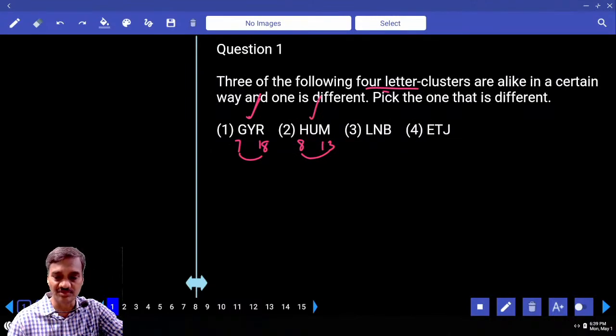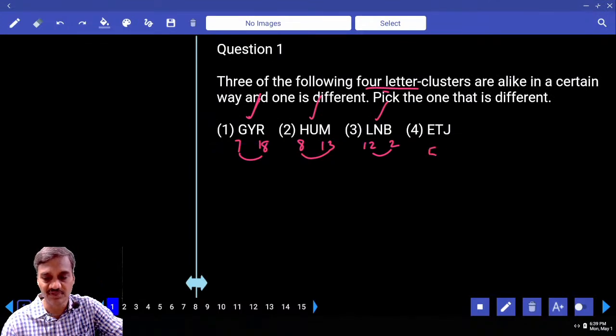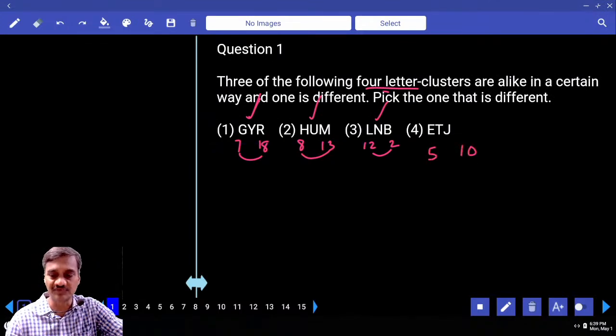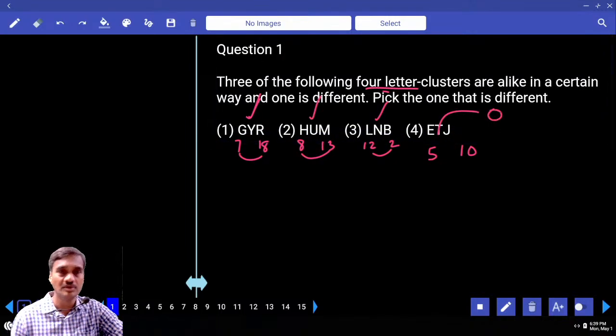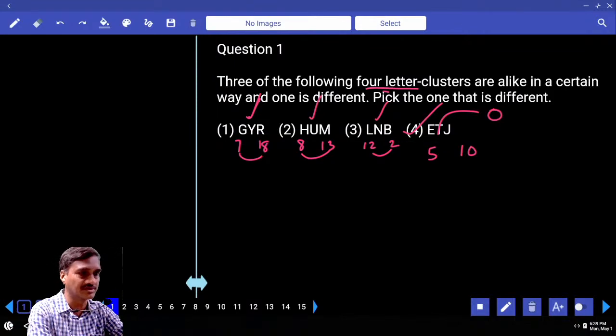Now here L is how much? 12. B is 2. 12 plus 2, 14th letter is N. And similarly here E is 5. J is 10. 5 plus 10, 15th letter must be O. Now in the place of O, he has given T, and that is the odd one, except choice 4. And in the remaining choices, sum of the first and the third letters equals the middle letter.